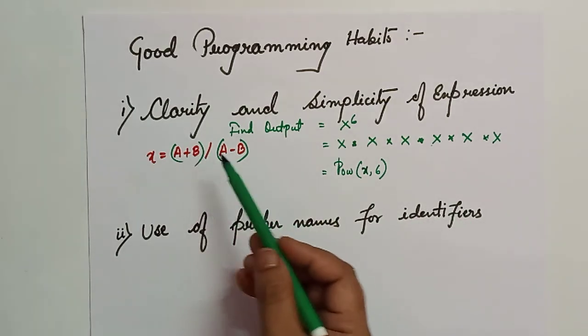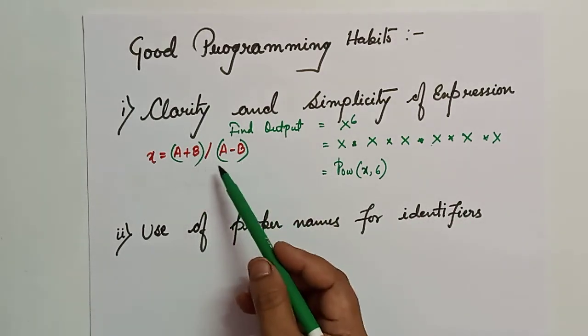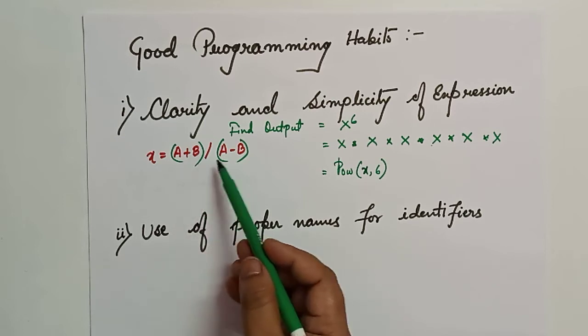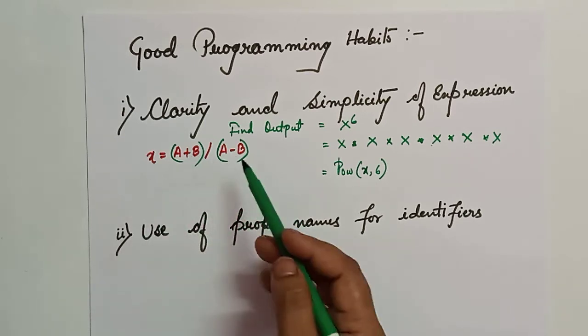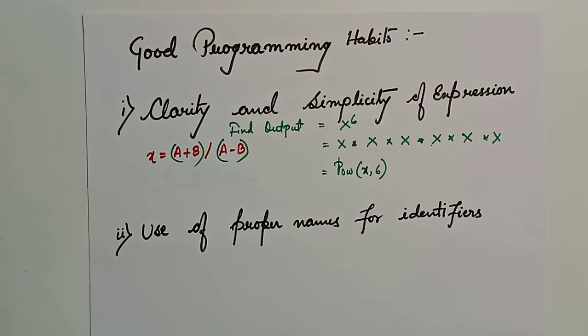Okay, first the addition and subtraction has to happen. So after solving these two expressions, the division will take place. Okay, so this is the way one should write a clear and simple expression. Use of proper names for identifiers. Proper names of identifiers means what? You should use meaningful variable names which we take.